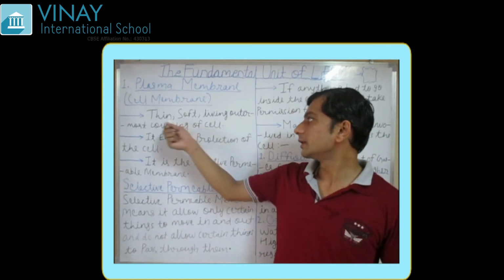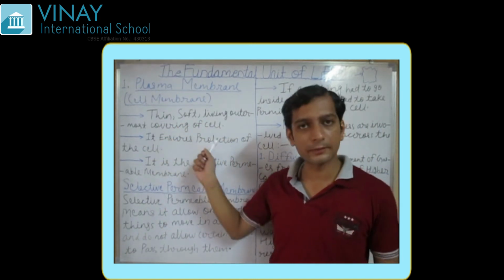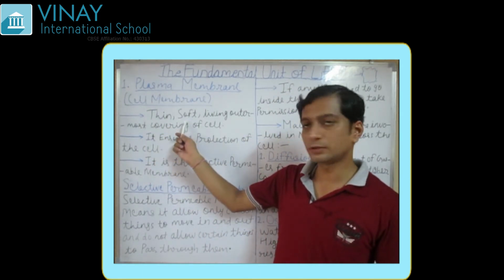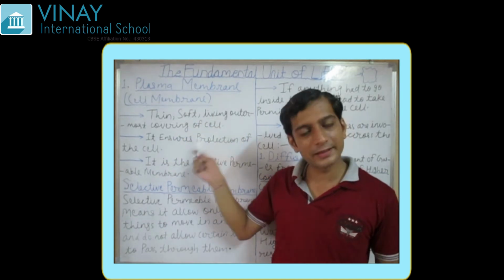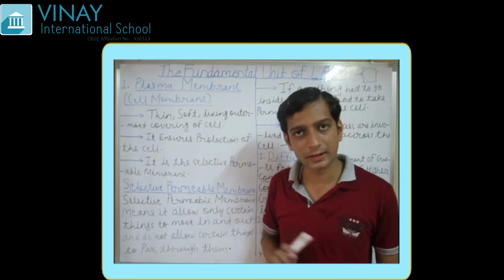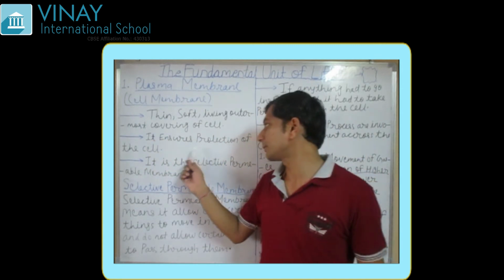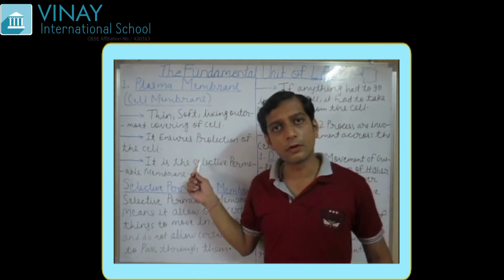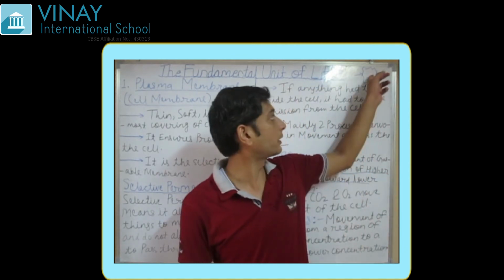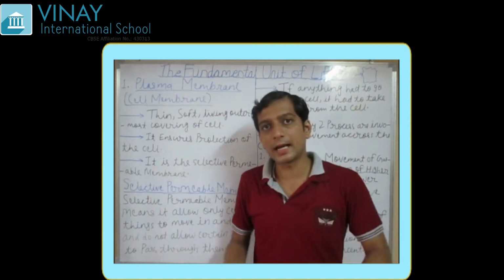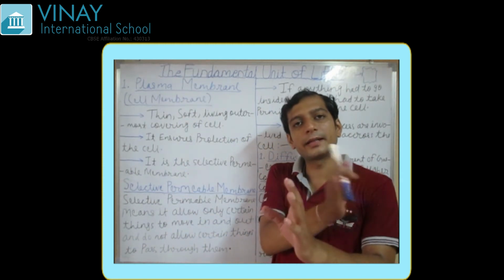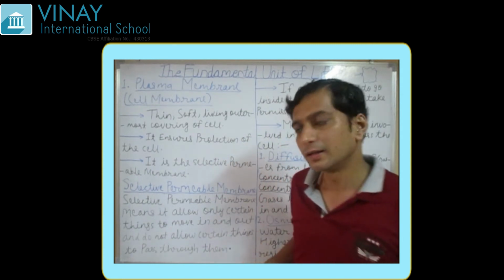Thin, soft, living, outermost covering of the cell. Very important: they are very thin, soft and living. These are living cells, with a living outermost covering. It ensures protection of the cell. Their main role is to protect the cell. This is the outer lining of the cell, which protects the inside of the cell from the environment.